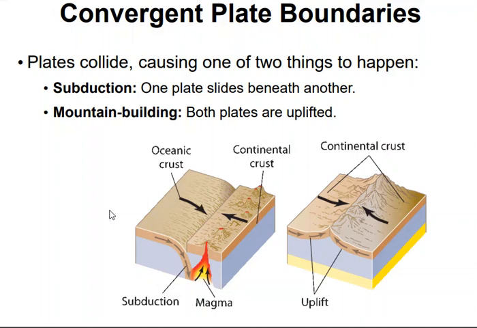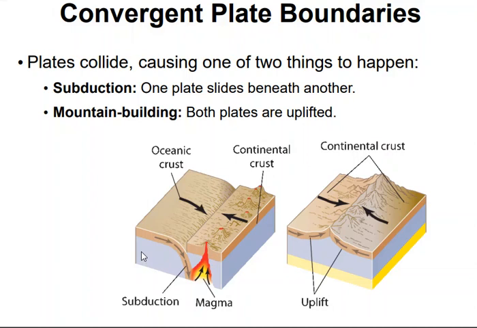So Mount St. Helens in Washington, which erupted really badly in 1980 and became active again in 2004, is fueled by magma from this process called subduction, right? And you could see it right here. This is a great little diagram of subduction. That's one thing that can happen.